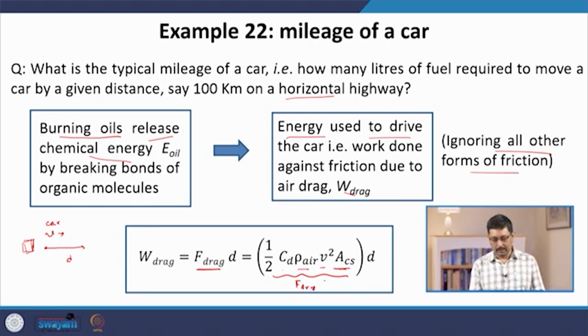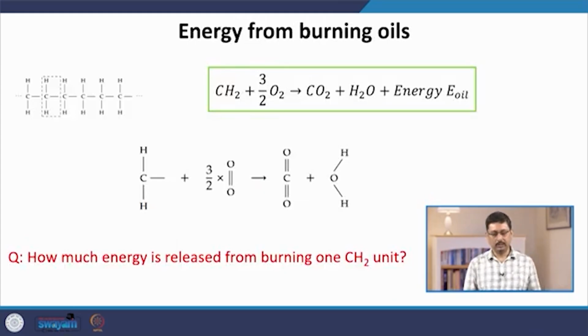given by this particular combination of the density of air, velocity of the car and the cross section of the car times CD. So, this gives you how much energy should be used. This term is easy to estimate. Now, we need to know how much energy is released from burning the oil. For that we need to know a little bit of chemistry.